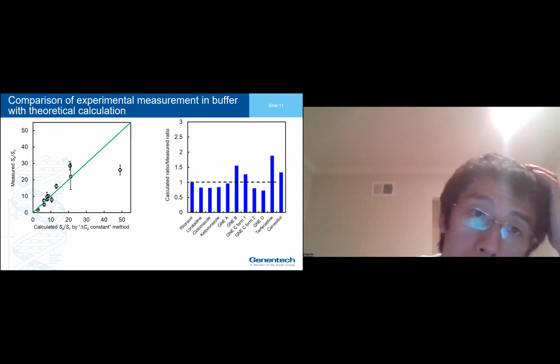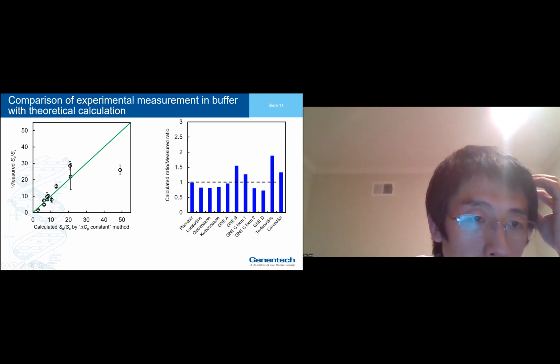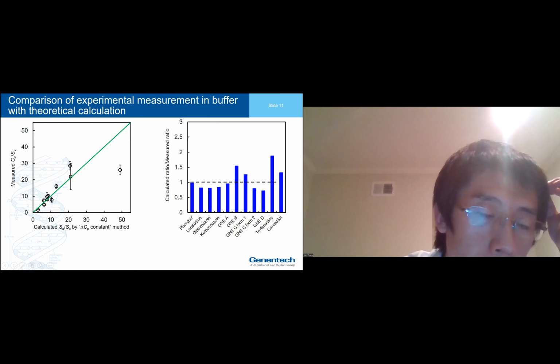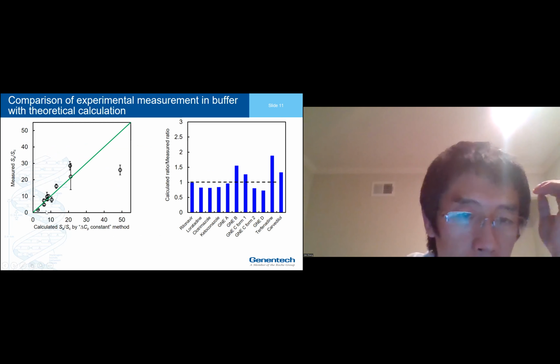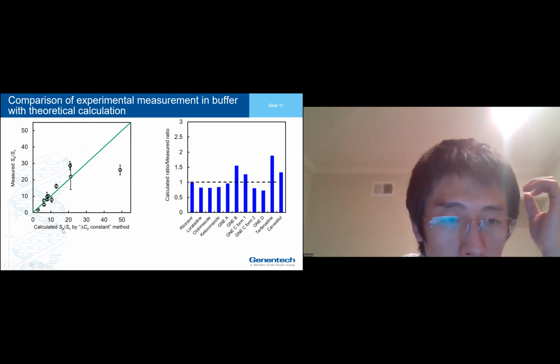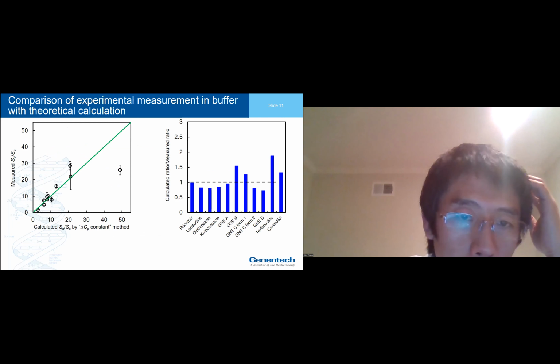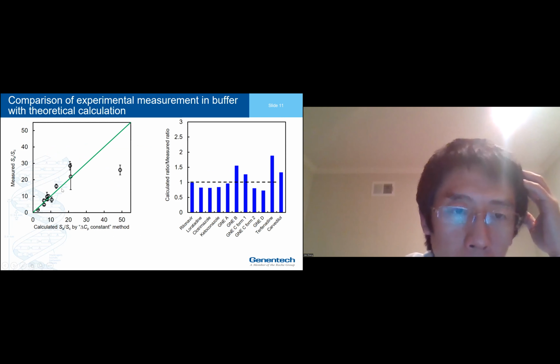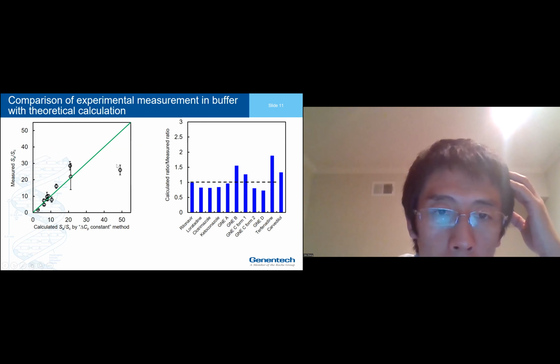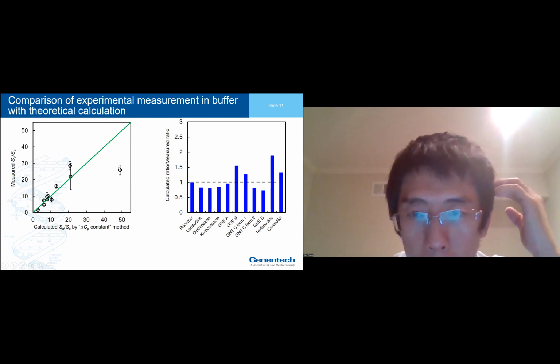And here is the comparison for the 10 compounds. The y-axis here is the measured solubility advantage, amorphous solubility over crystalline solubility. The x-axis is the calculated amorphous solubility over crystalline solubility ratio by the theoretical equation. We can see that most of the compounds agree with the theoretical calculation pretty well. The outlier here is still within 2 folds.